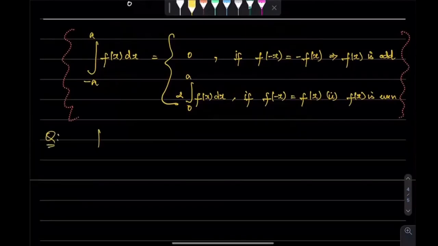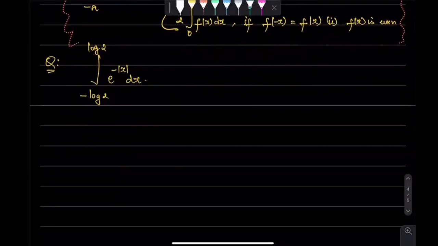Let's take a question here. You have the integral from minus log 2 to plus log 2 of e power minus modulus of x dx. So what is your f of x here? By looking at the problem itself, you can understand it is of the form minus a to plus a. So you just check even function or odd function.